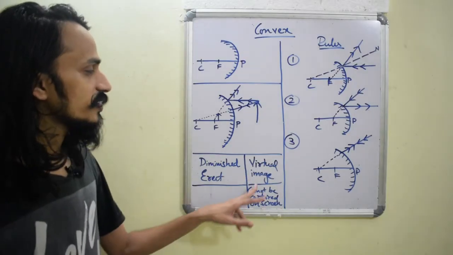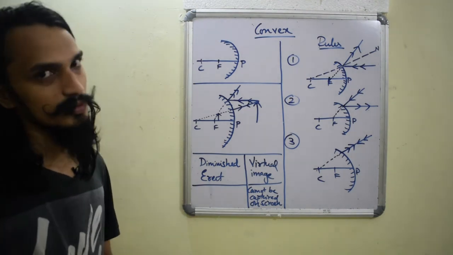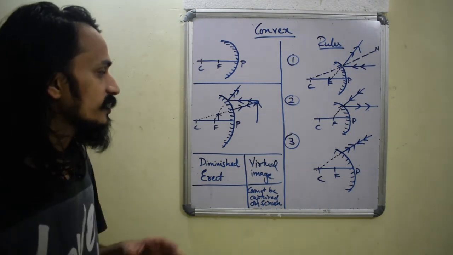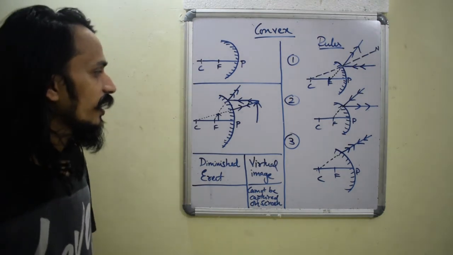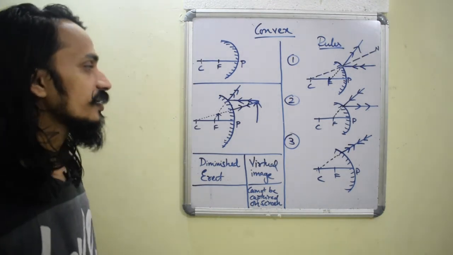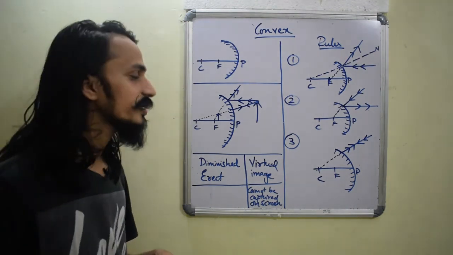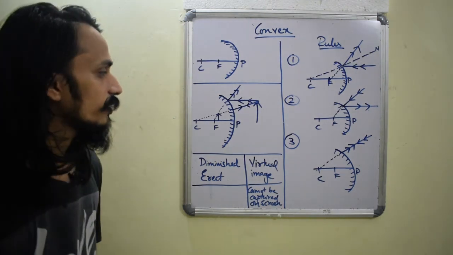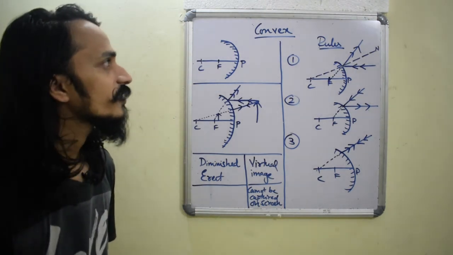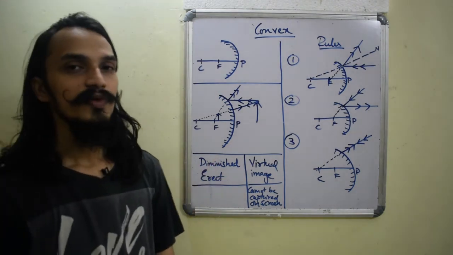The same virtual image case applies also to one of the cases in the concave mirror. If you remember, it will have an upright image that is between F and P. Everything else is called a real image. Any inverted image that can come on a screen is also called a real image, but this case is a virtual image. So that is it for now. This is about convex mirrors, rules of reflection and a ray diagram for convex mirrors.